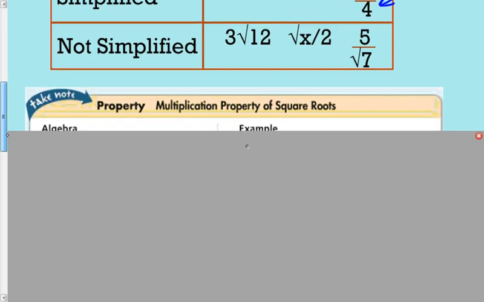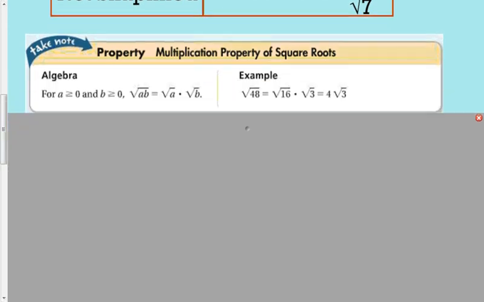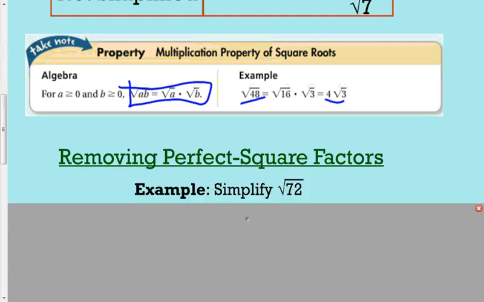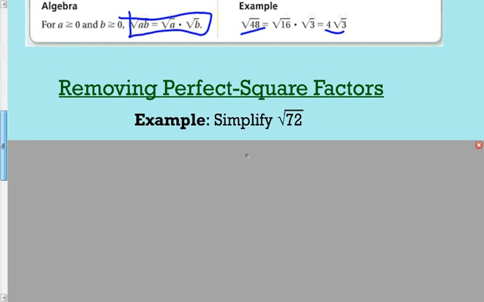So let's look at the multiplication property of square roots. The multiplication property of square roots basically says if you have the square root of something times something, you can break it apart, and kind of distribute that square root to the two parts inside. So the square root of 48 here could be 16 times 3, which would get you to 48. So you have the square root of 16 times the square root of 3. And the reason that you want to do that is because the square root of 16 is a perfect square that you can simplify to 4. So then you get 4 square roots of 3. And that's what we're going to do right now. Removing perfect square factors is our goal. I'm going to show you a couple ways to do it.